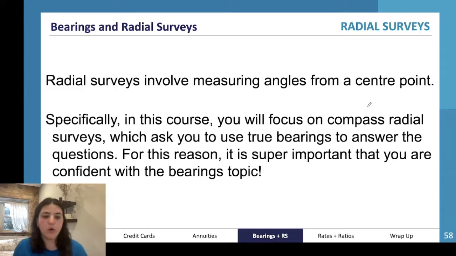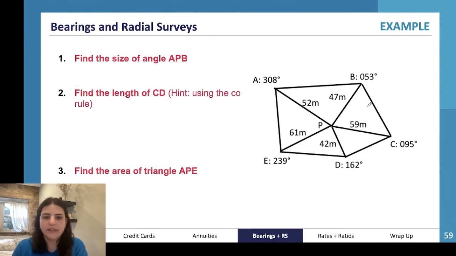That's why it's super important that before you tackle radial surveys, you're also comfortable with bearings. Okay, so this is a standard question. Find the size of angle APB. You'll see we have a center point here, represented by the letter P. Then we have the distance to those outer points. You could even think of this as the solar system: this is the sun and these are all the different planets.